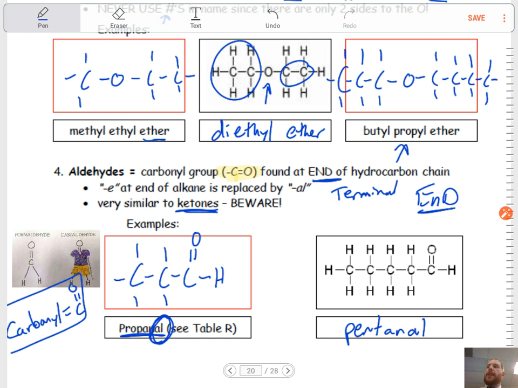All right. So I'm going to pause this video here. You guys are going to pick up in video part 2 with the rest of the functional groups.